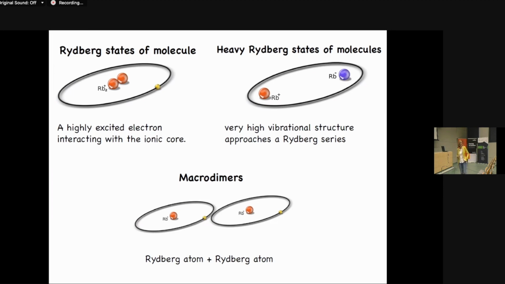And here we have three examples that have always been in the literature. So we have a Rydberg state of a molecule. Here is an example of a diatomic molecule with one of its electrons in a highly excited orbit. We also have these heavy Rydberg states of molecules, which consist of vibrationally excited molecules. And the point there is that the energy levels of this vibrationally excited molecule approach a kind of Rydberg-like series. And then we have this one, which Robin Côté was working on, and many other people, where we have two Rydberg atoms, and they form these microdimers, where we have a Rydberg atom with another Rydberg atom. But the list is longer.